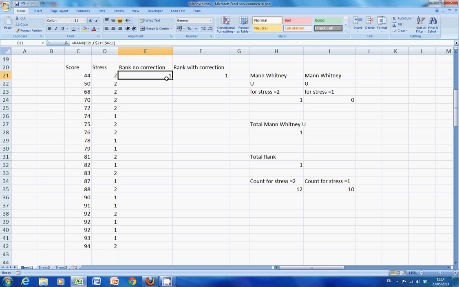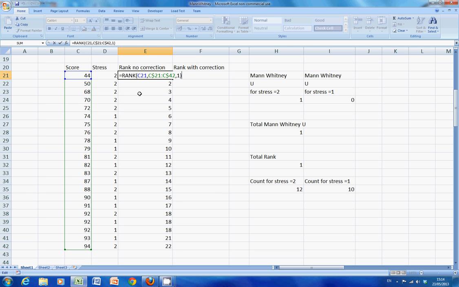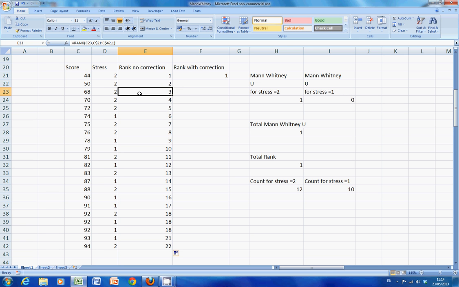Just drag that down a sec. So there we are. For those of you new to Excel, look at the dollars in front of the 21 and the 42. When I drag that down, the C21 has become C22, but the C42 remains. And the comma 1, as I said before, means ascending order, so 44 is number 1, or should that be descending? It all depends on which way you want to look at it. But the lowest mark is ranked as first, and the highest mark down here is ranked number 22.